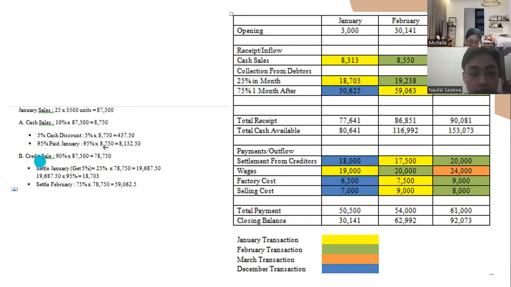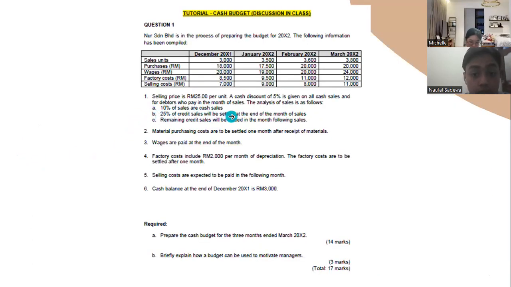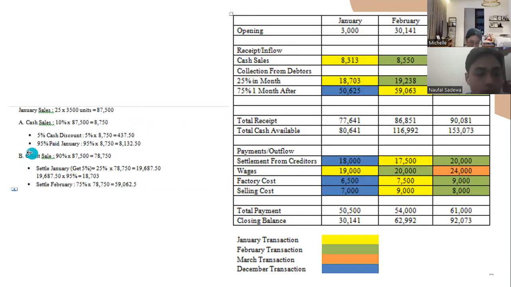Then the credit sales, we have information here also. 25% of credit sales will be settled at the end of the month of sales. How we get 90% here is from 100% minus 10%, we get 90%. The amount is here, and like I said before, the amount settled in January is 25%, but because we give 5% as a discount, we just earn here. So first of all, you times 25% with 78,000 here, and then you times the result with 90%. It shows what you settle before. The settlement for February is the remainder between 100% minus 25%, and you can look at this value for the settlement in February.